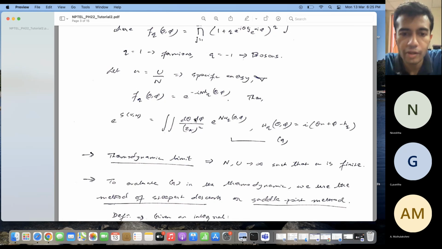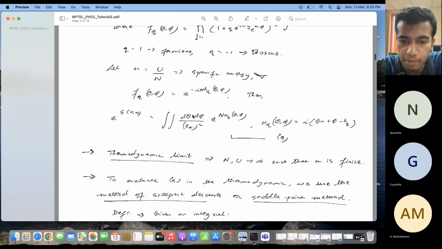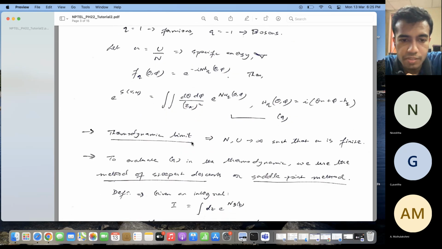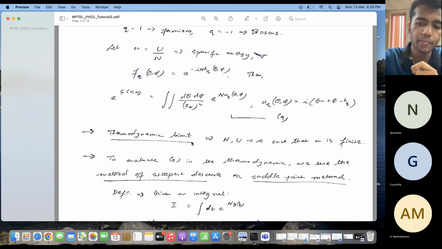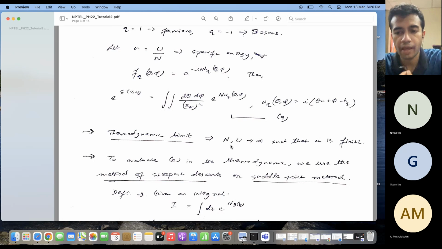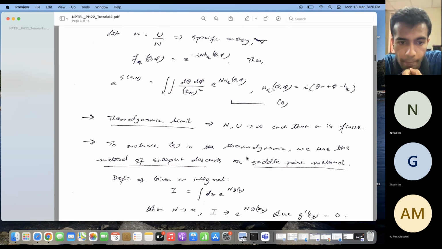All right, so in this way I can write a simple expression for entropy. Now, how do I evaluate entropy if it looks like this? It has this particular form. So we go to this thing known as the thermodynamic limit. Now in the thermodynamic limit, we take the number of particles and the total energy going to infinity in such a manner that the small u, that is specific energy, is finite. So this is a very important point of thermodynamic limit, that we should take capital N and capital U going to infinity in a manner such that small u is finite.